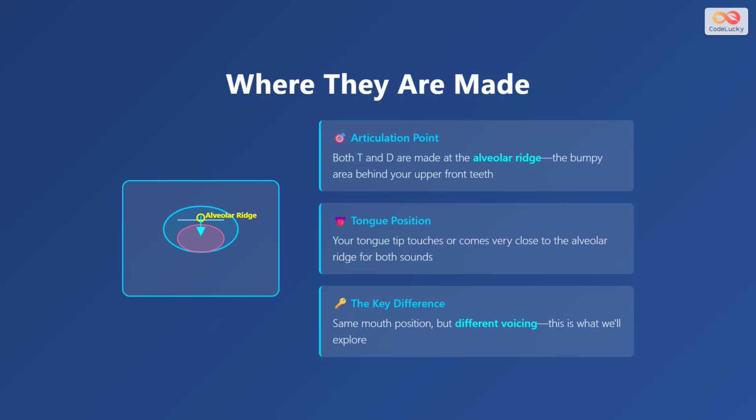Both the T and D sounds are made in the same place in your mouth. They both use the alveolar ridge, which is the bumpy area right behind your upper front teeth. To make these sounds, your tongue tip touches or comes very close to this ridge. So the mouth position is exactly the same for both sounds. The real difference is not where they're made, but how they're made. This is what we'll explore next.